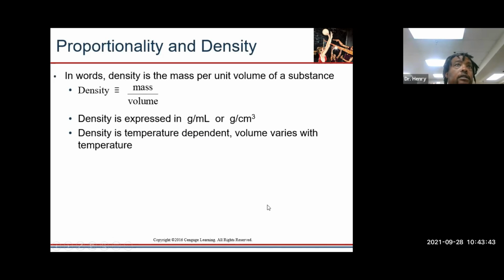Okay. So density is often going to be expressed in grams per milliliter, grams per cubic centimeter. We know that 1 milliliter is the same thing as 1 cubic centimeter. We talked about that. Density is also going to be dependent on temperature. So it's going to change if the temperature changes. Water becomes less dense when we increase the temperature. When it becomes a steam, it's less dense.